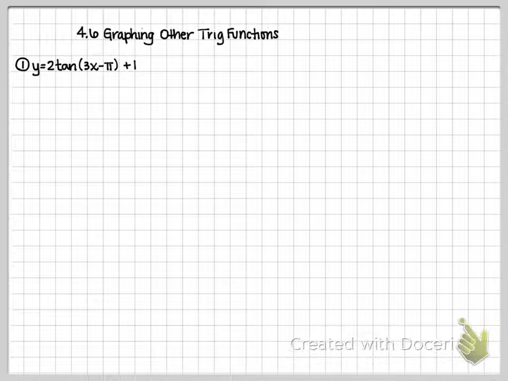The main difference between sine, cosine, and tangent is that tangent has no amplitude because there is no max and min, and it has asymptotes for sure, but so do the other three that we're going to be dealing with. And the period is based off of pi, not 2 pi. But in general, a lot of it's the same.